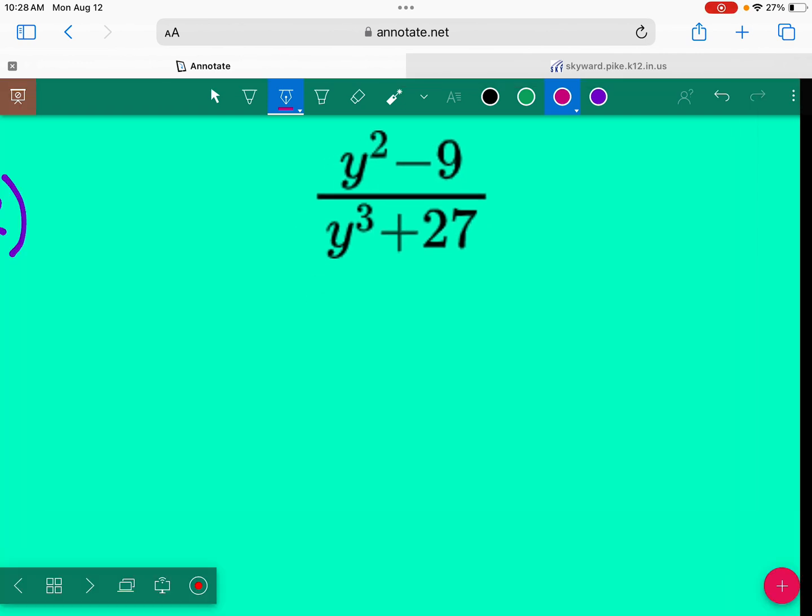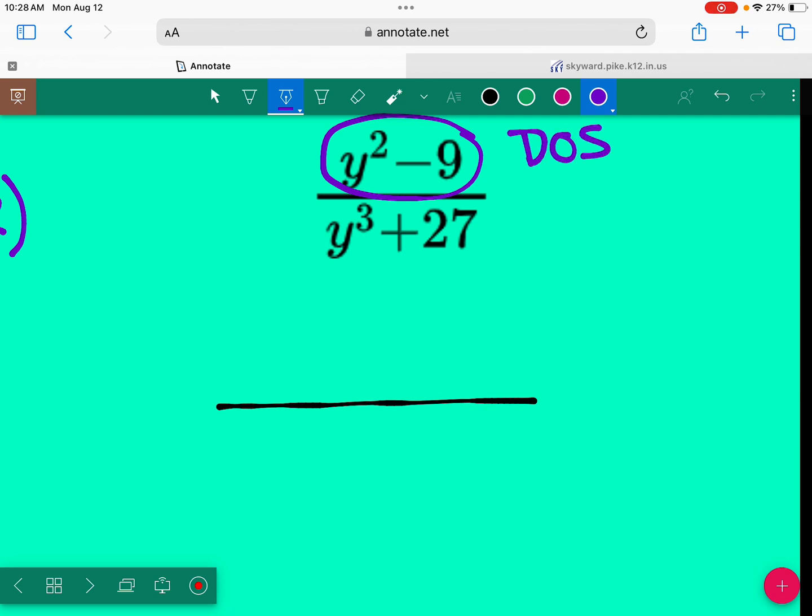Because what do we notice? Difference of squares, our numerator. We kind of like that one. Difference of squares, I'm just going to call that DOS because I am lazy. Which means we don't even have to write anything down other than the factored form. What is my factored form of y squared minus 9? Y minus 3, y plus 3.